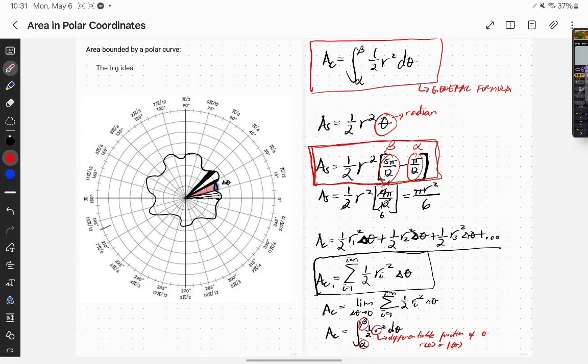Now, if you somehow forgot our general formula, just think about the area of a sector. It's almost the same. Our theta is just replaced by d theta, and now we have the integral with our upper and lower limits. It is all derived from the area of a sector. That is the big idea behind the area bounded by a polar curve.